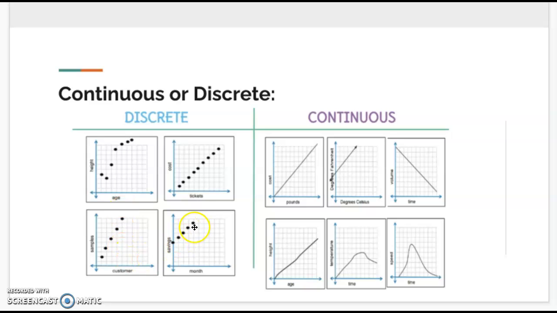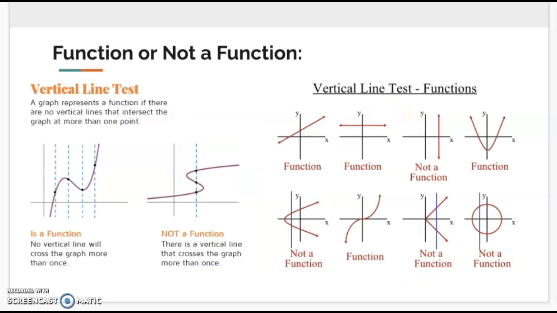Those points could be in a straight line, in a circle, in a curve, or they could be sporadic. However, when they are just a bunch of points, it is a discrete graph. When they are a continuous line, it is a continuous graph. The last one is function or not a function.